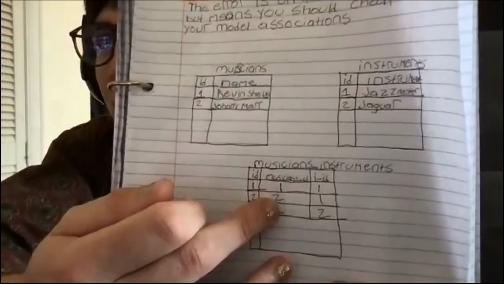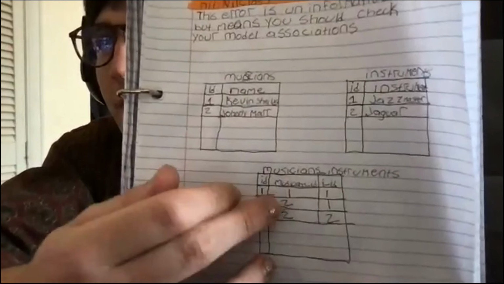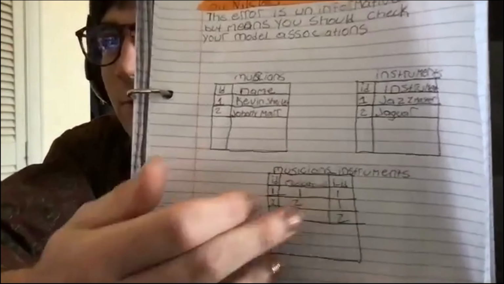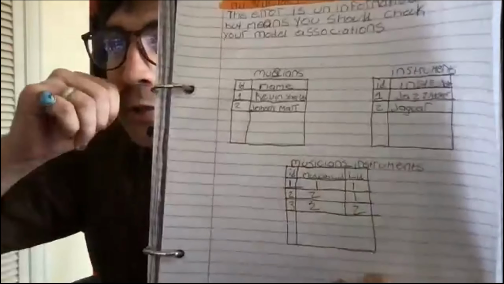The second musician has both of the instruments, so that creates 2 rows. So the musician ID of 2 with instrument ID 1, and still musician ID 2 with instrument ID 2. Gotcha. I think that this is a great sneak preview of what's to come.